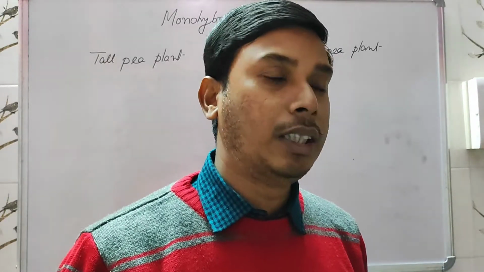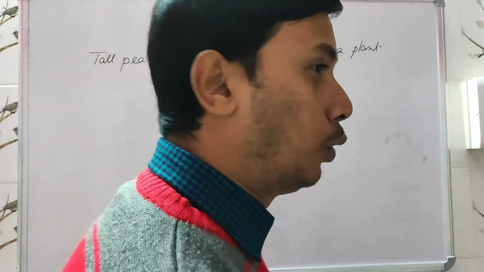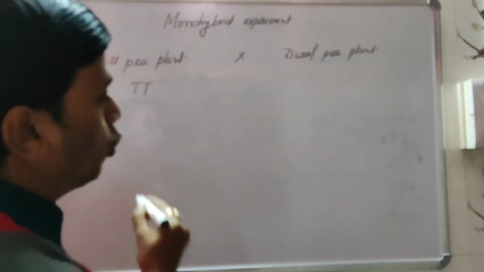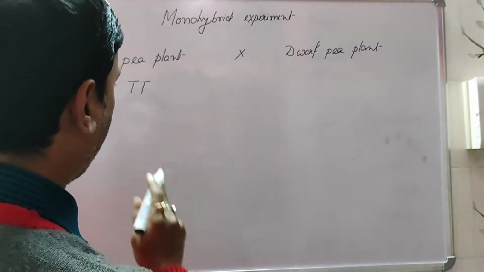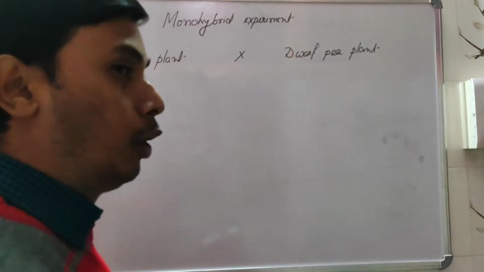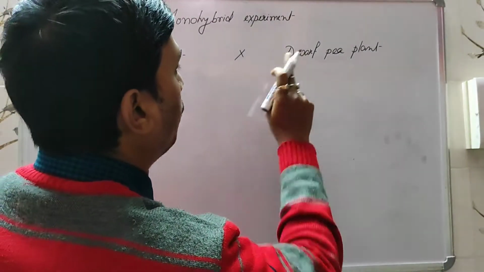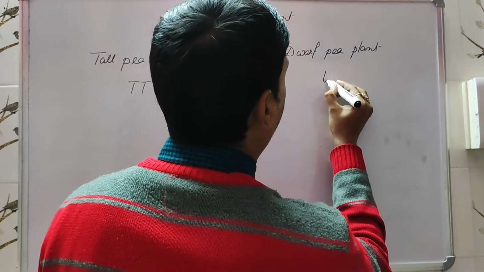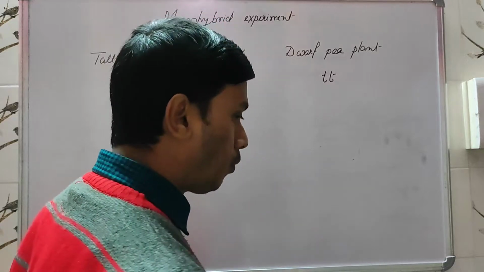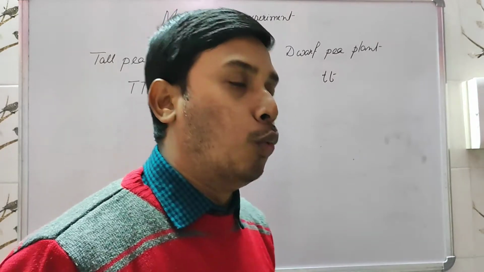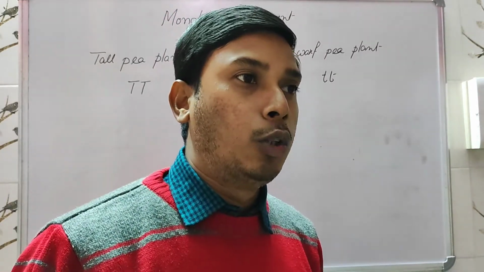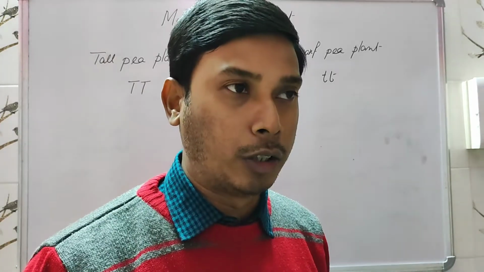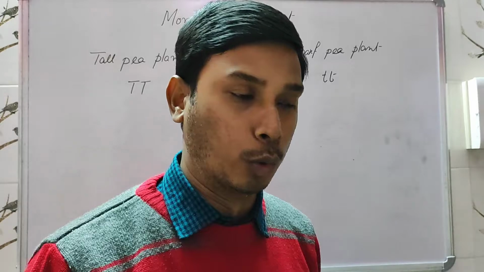So as tall is the dominant trait, we have to use capital T for the tall trait. And dwarf is the recessive trait, so we have to use small t. Now the next question is, why are we taking two capital T or two small t? Why not one? Why not three or four?